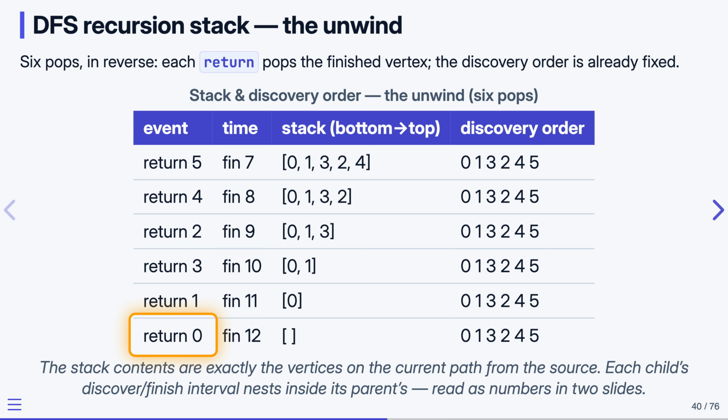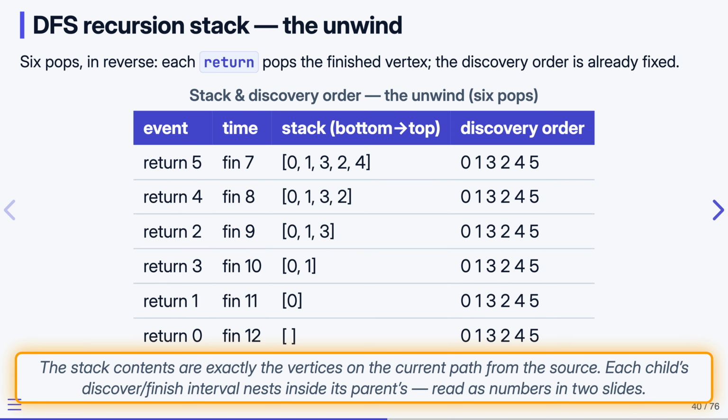The stack is empty. Now look at the last column. The discovery order never changed during the whole unwind. Discovery order is fixed on the way down, and at every row, the stack contents are exactly the vertices on the current path from the source. Each child's discover and finish interval nests inside its parent's, which we read as numbers in 2 slides.